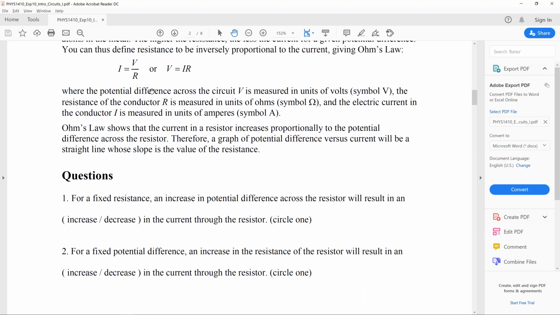So the first question is basically saying if you keep R constant but increase V, what's going to happen to the current? And then the second question is saying if you keep V constant, so fixed potential difference, but you increase R, what happens to the current? So using this equation, you can just figure that out and answer those questions, or you can even come back to it after you've done the lab, after you've seen the behavior of a resistor.